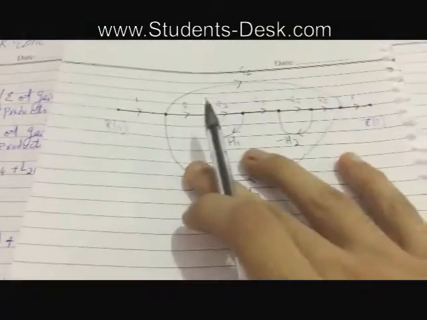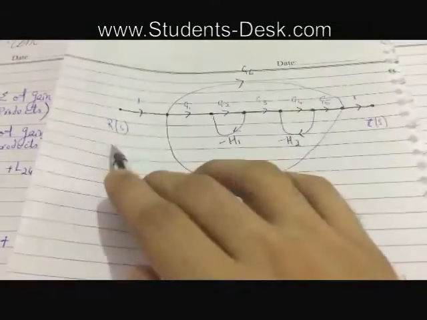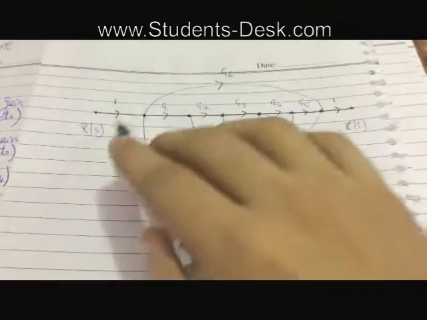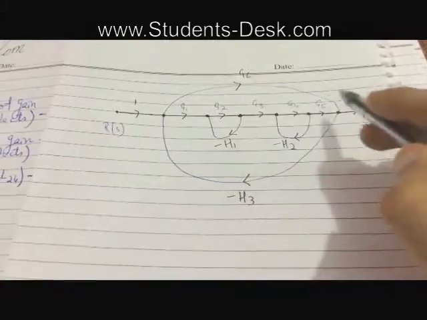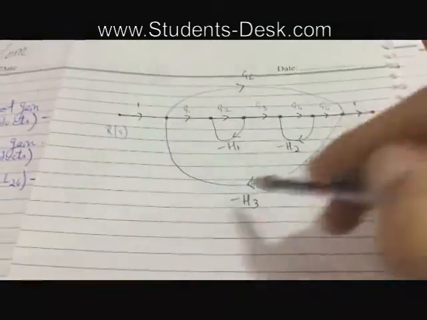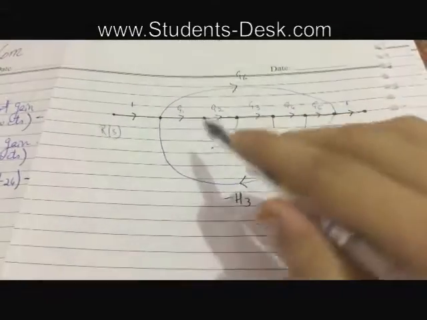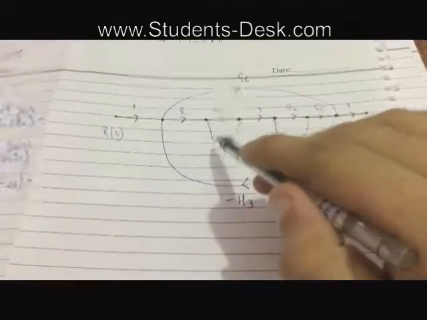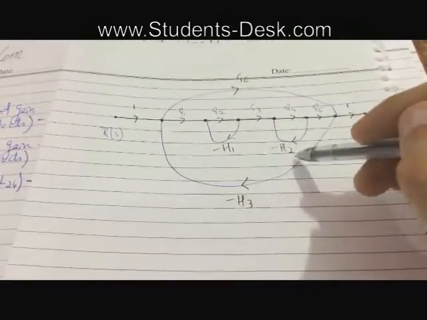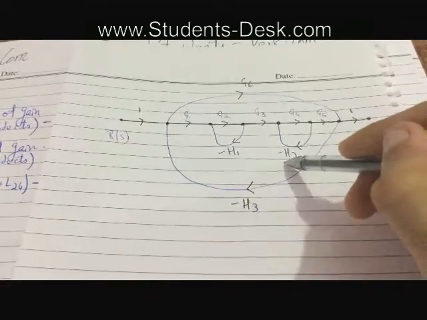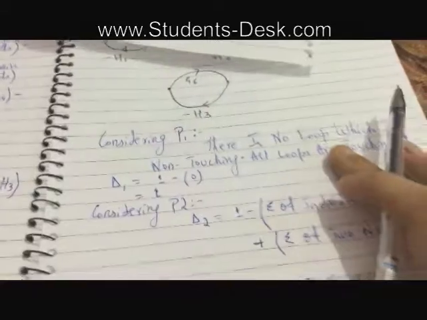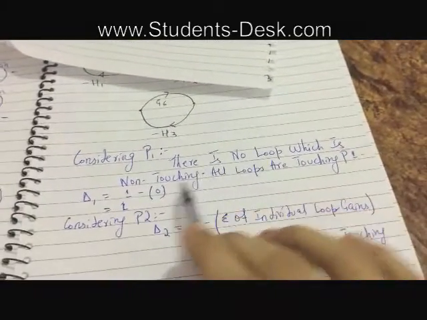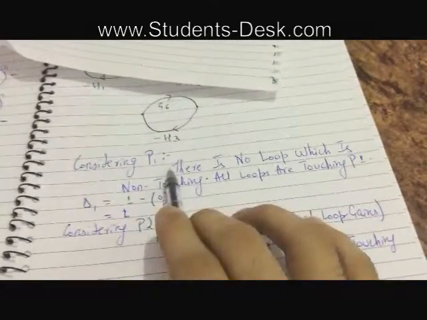This is the signal flow graph of the question. Over here it is input, over here it is output. Path 1 is G1, G2, G3, G4, G5, and all of the loops are touching path 1. So delta 1 is equal to 1 minus 0, which is 1. But path 2 is not touching loop 1 and loop 2.